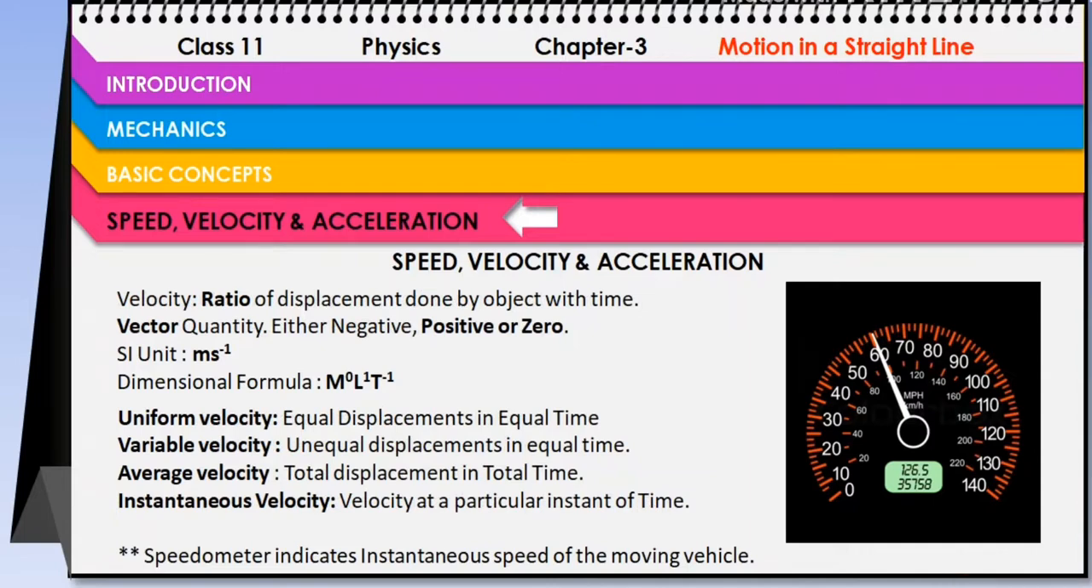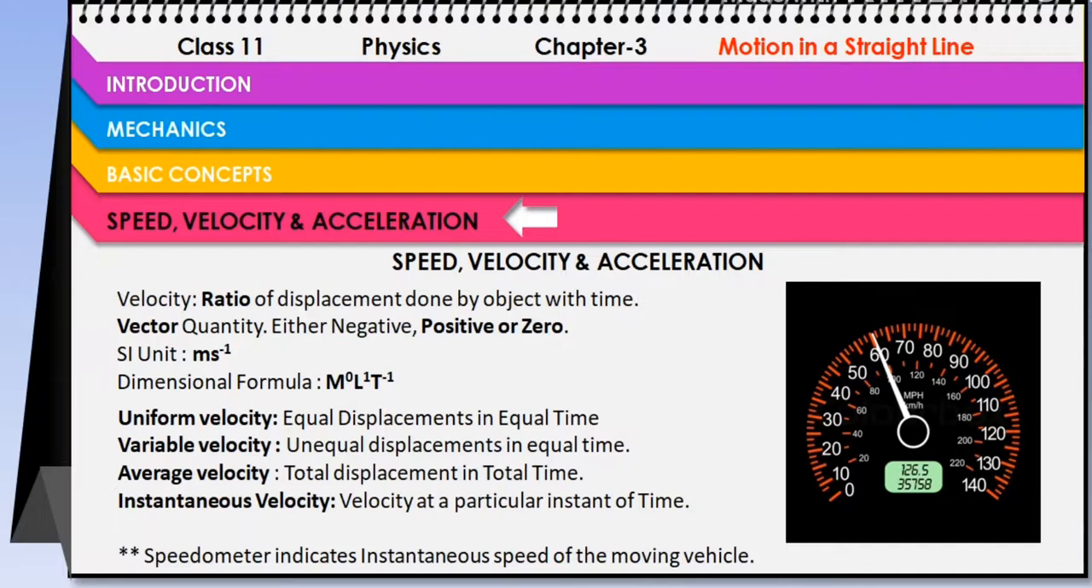Now moving on to velocity. What is velocity? It is the ratio of displacement done by the object with time. It is a vector quantity as it depends on displacement. It may be either negative, positive or zero. SI unit the same, meter per second. So the dimensional formula will also be the same, M0 L1 T minus 1.